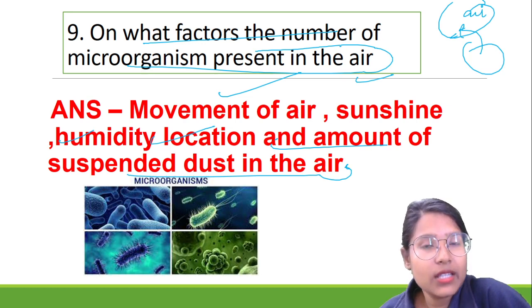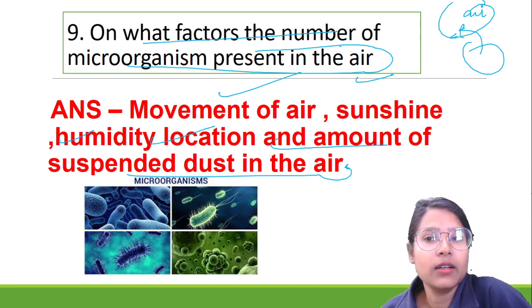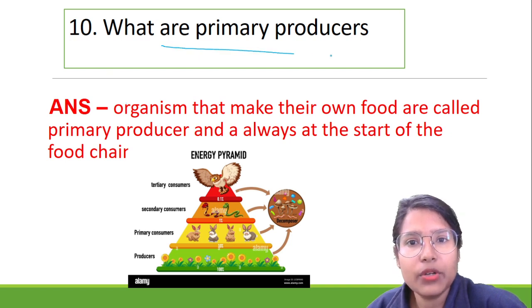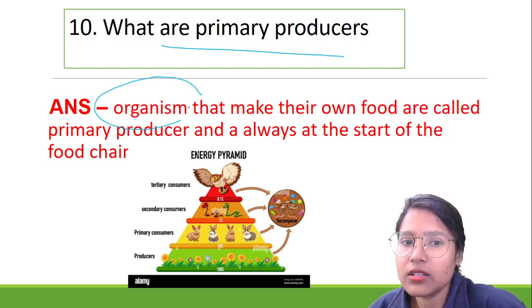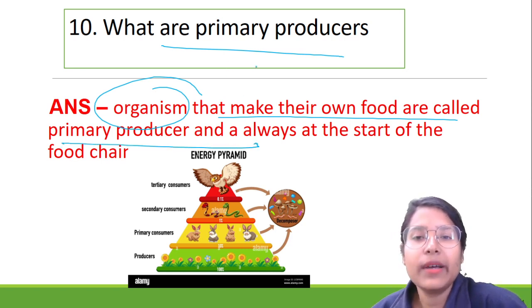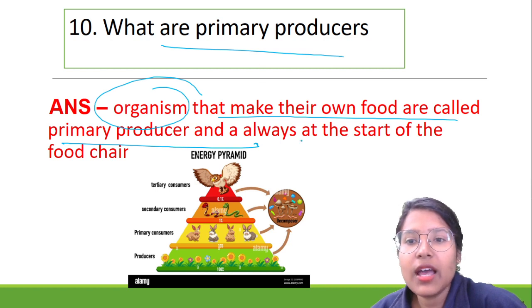Humidity is there, so of course organisms are there. Suspended dust in the air, if higher, means there will be higher chances of contamination. Now, what are the primary producers? Organisms which make their own food are called primary producers, and they often start off the food chain. They can also start the food chain.